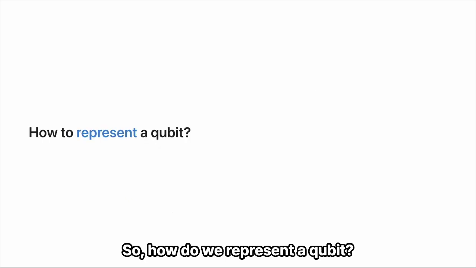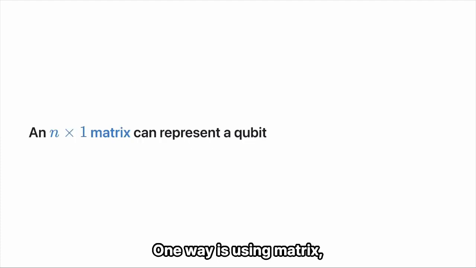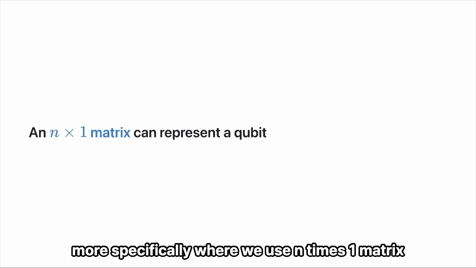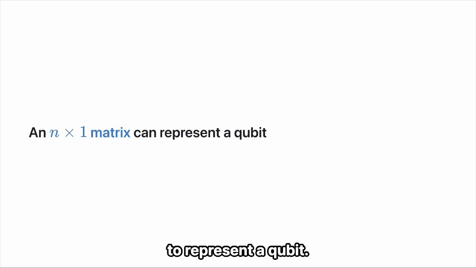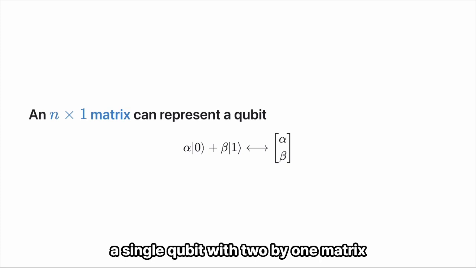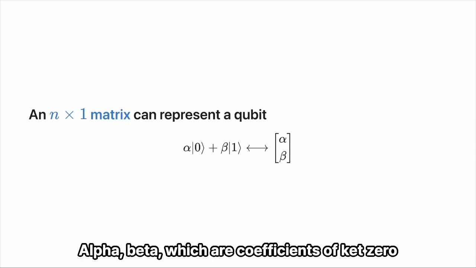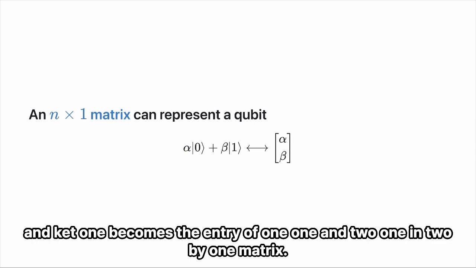So how do we represent a qubit? There are several ways to represent a qubit. One way is using a matrix. More specifically, we will use an n times 1 matrix to represent a qubit. For example, you can represent a single qubit with a 2 by 1 matrix with complex entries. Alpha and beta, which are the coefficients of ket 0 and ket 1, become the entries (1,1) and (2,1) in the 2 by 1 matrix.